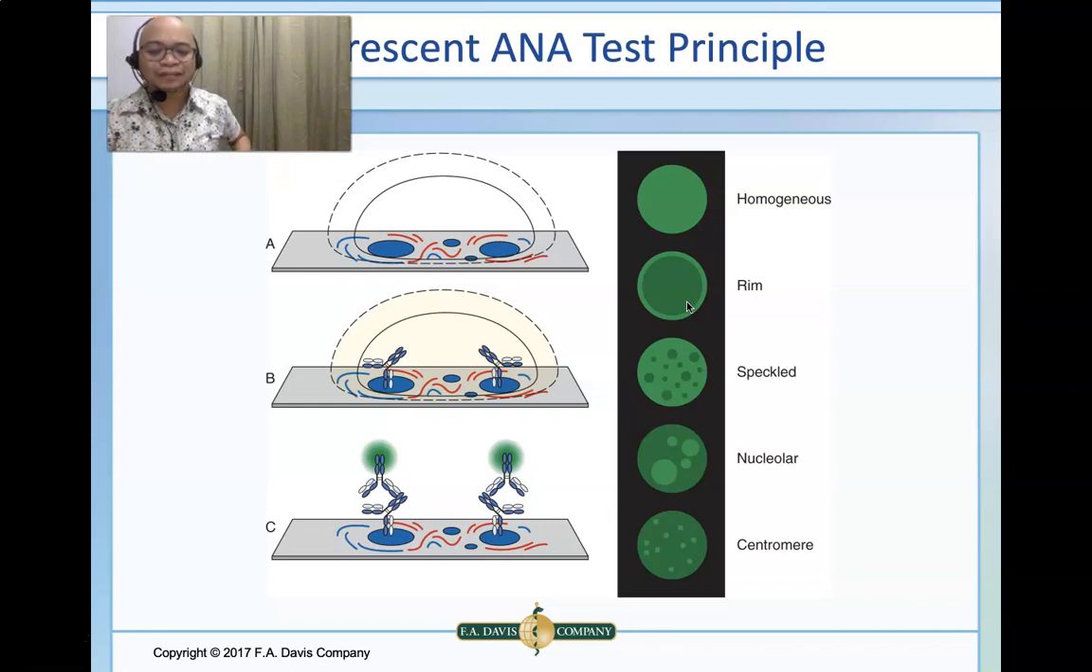And then there are two types of anti-SS, okay? Anti-SS could be anti-SSA or SSB. So they are finely speckled and it is not specific for SLE because other autoimmune diseases such as Sjogren's syndrome may also be positive. So you know Sjogren's syndrome is a type of autoimmune disease wherein the lacrimal gland is affected. So there would be dry eyes and dry mouth. Okay, Sjogren's syndrome.